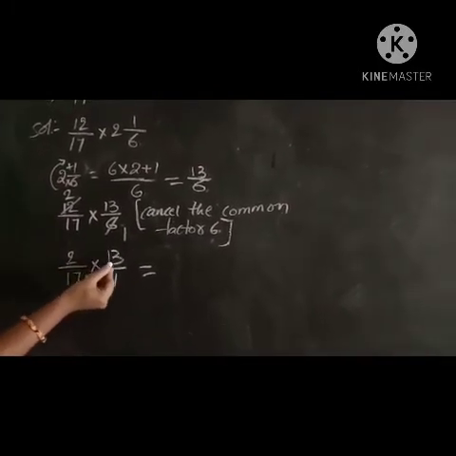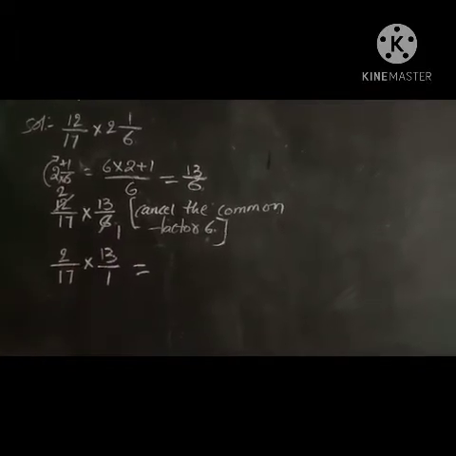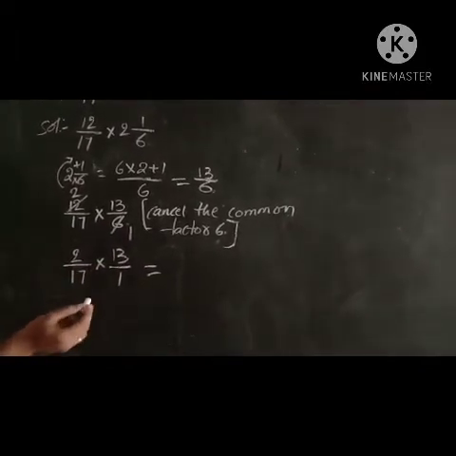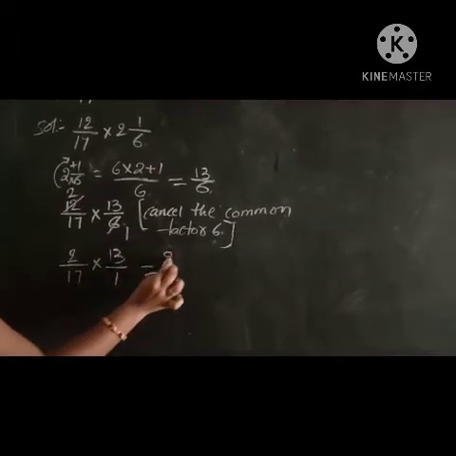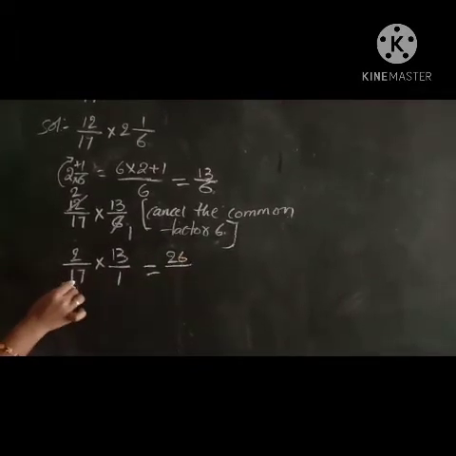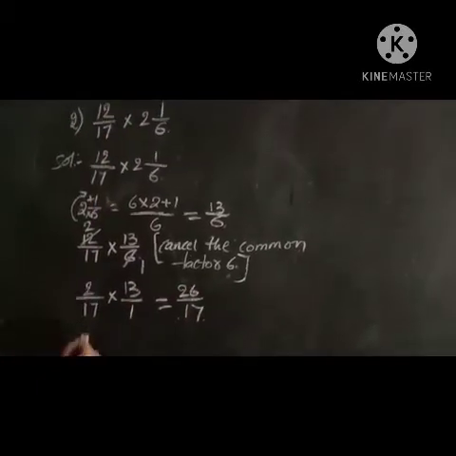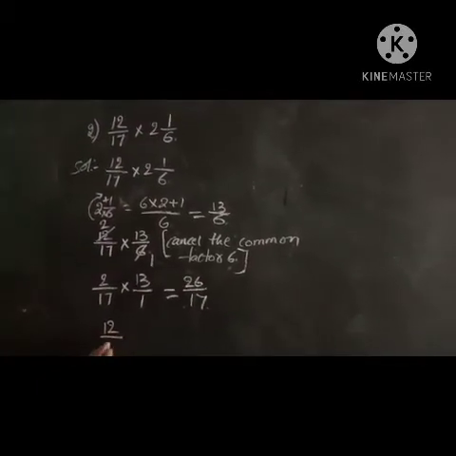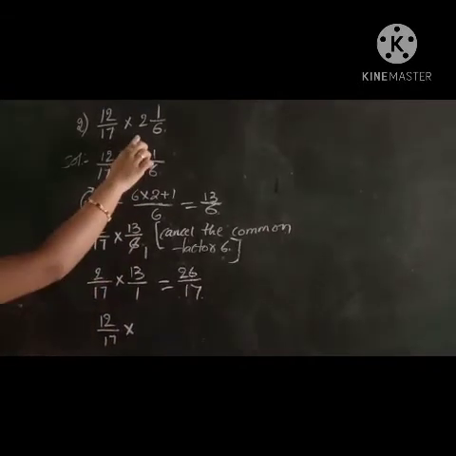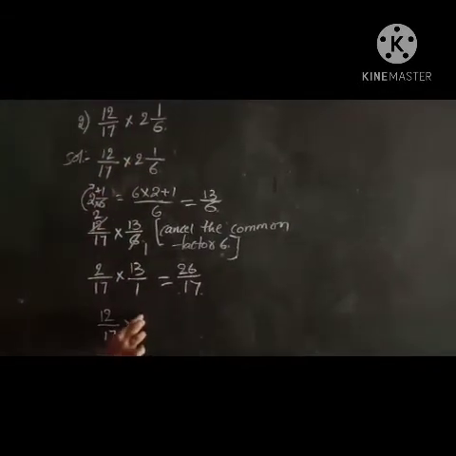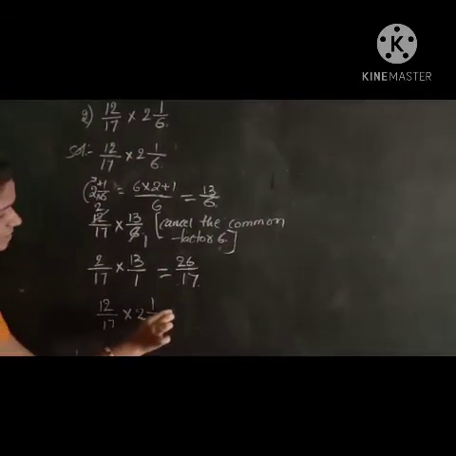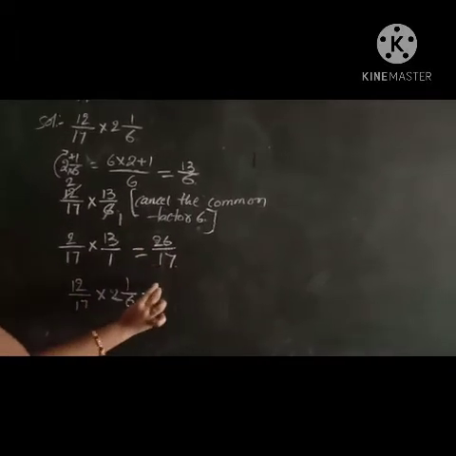So 2 into 13. 2 into 13 means how much? 13 ones are 13. 13 twos are 26. Yes, 26 by next 17 into 1 now 17 only. So 17. Here what is the question? 2 1 by 6 into 2 by 17 equals to 26 by 17.